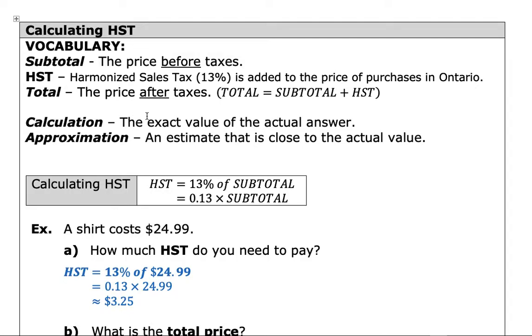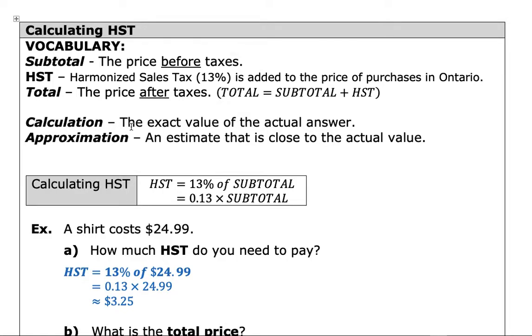The total is the price after taxes, and the relationship of the total to the previous terms is that it's the subtotal plus the HST, so the asking price plus additional sales tax.